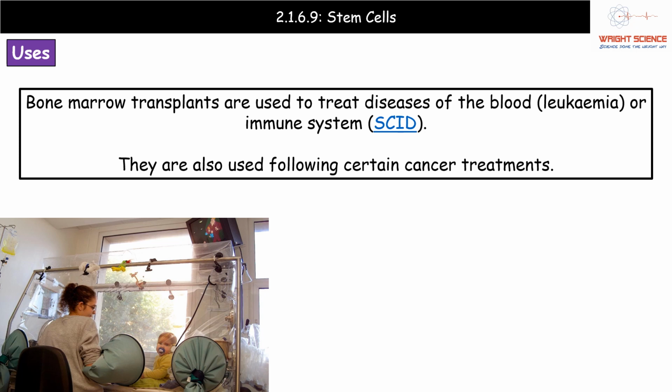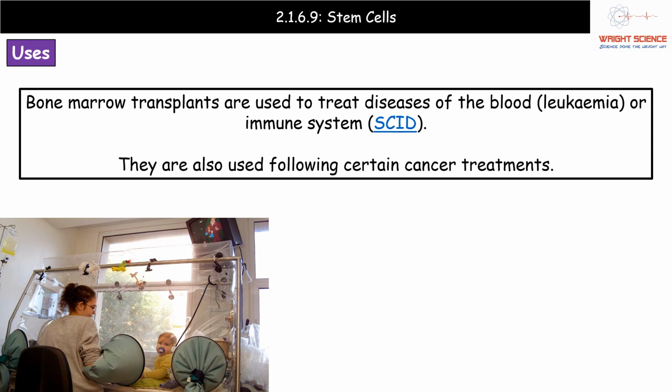So why do we care? What do we want to use all these stem cells for? Well, one thing that we've been doing for quite some time is using bone marrow transplants. Bone marrow transplants are a well-established treatment for diseases of the blood, so leukemia. And there are also certain immune system diseases as well, like SCID, where we can use these bone marrow transplants to give someone a supply of these stem cells, which means their body can then replace the cells it wasn't able to make.